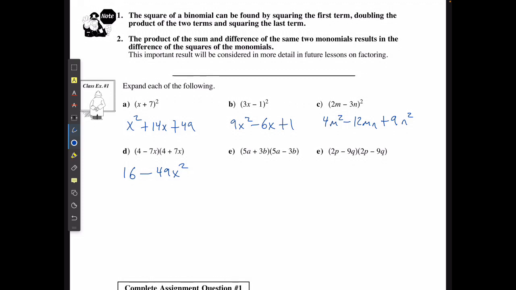Same principle for E. One's positive, one's negative, so 5a times 5a gives me 25a squared. And positive 3b and negative 3b makes negative 9b squared.